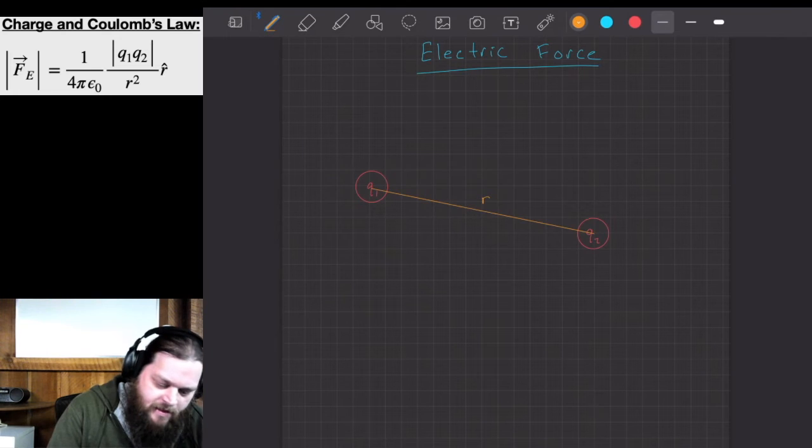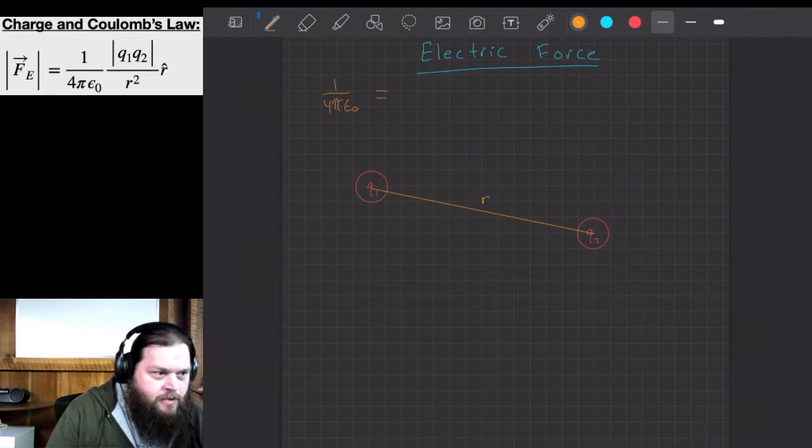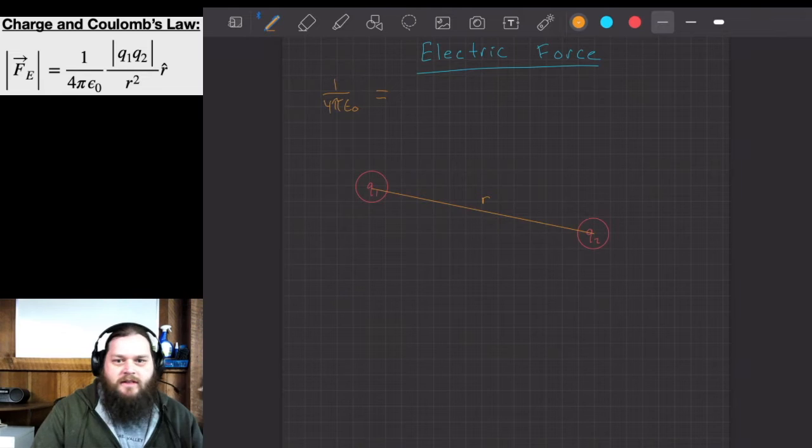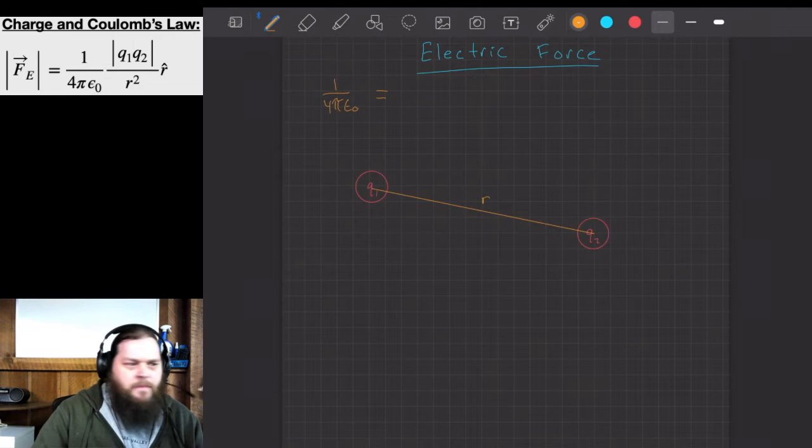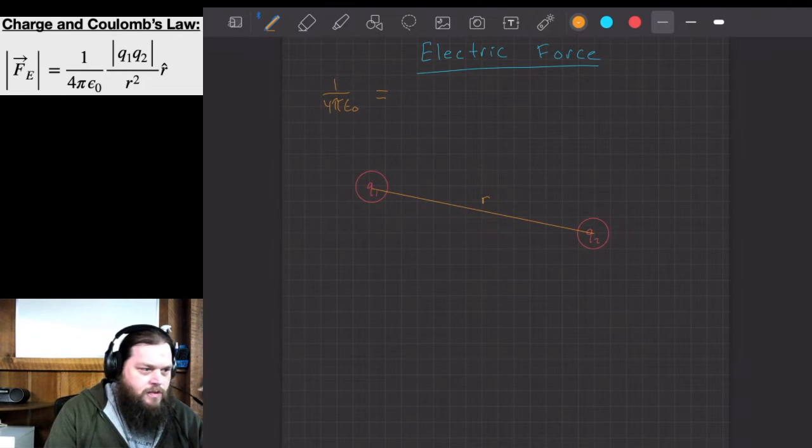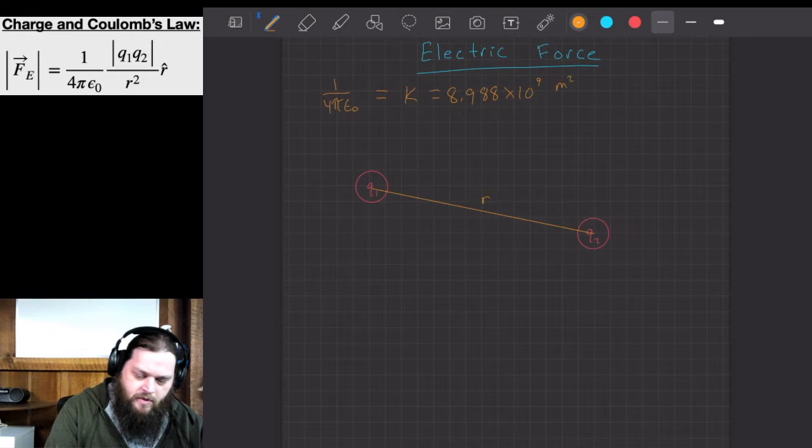A lot of times that value of 1 over 4 pi epsilon naught is really going to be equal to a standard constant, because 4 and pi are constants. Epsilon naught is also a constant. It's the permittivity of space in a vacuum. That's often referred to as K, which is equal to 8.988 times 10 to the 9th power. The units for that are meters squared newtons over coulombs squared.